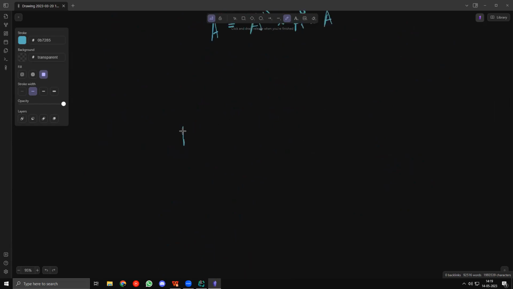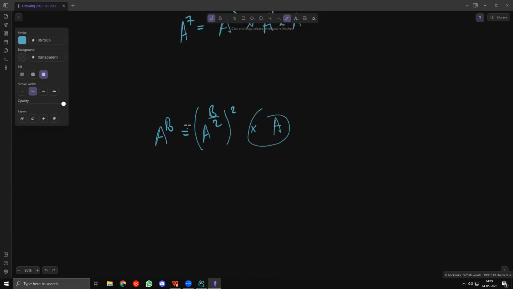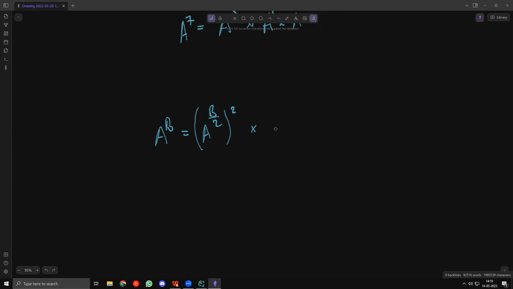Let us say I want to take a to the power of b, right? This is just equal to, we know, a to the power of b by 2, squared. This is just a to the power of b by 2 squared times a if it is odd, else it's times 1 if it is even, right? So if it's odd, I need to multiply by a, otherwise I don't multiply at all.